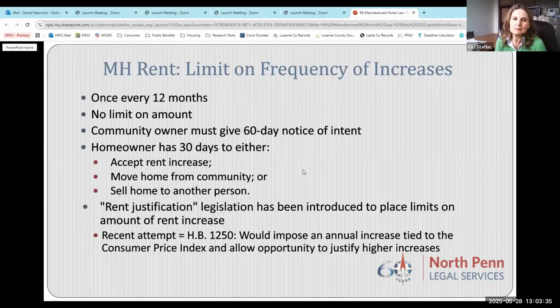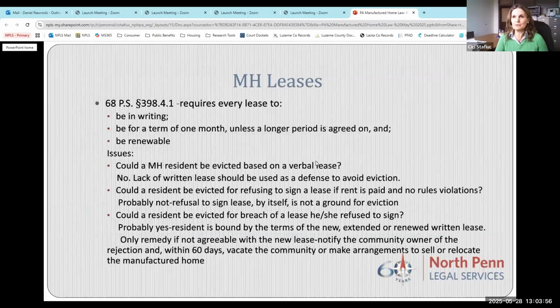There is a current law, I guess, and you have there the citation, and it's in the House right now, that will impose an annual increase tied to the consumer price index. But we're not sure where this is going to go, so we didn't want to provide too much information on this. We're not sure if it's going to pass or not.